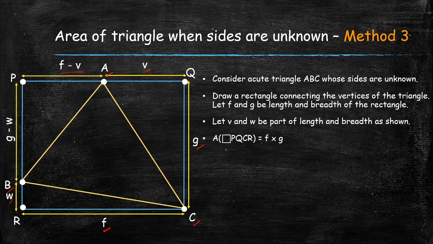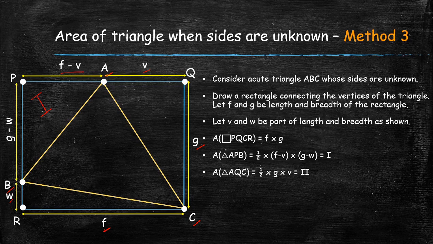So, the area of this rectangle is length into breadth, F into G. Now the area of triangle APB. I will give the name of this triangle as Roman numeral 1 for reference. So it is half into F minus V into G minus W. I've given it Roman numeral 1. Now the second triangle we have is Roman numeral 2.